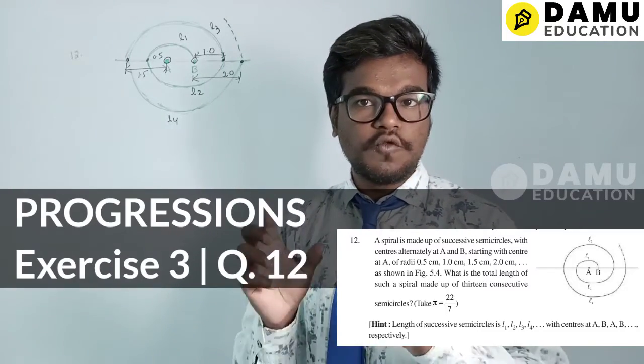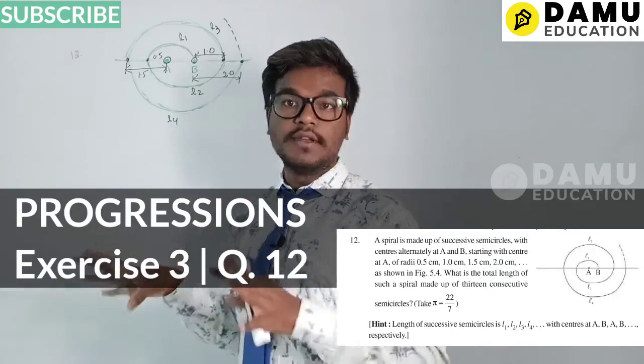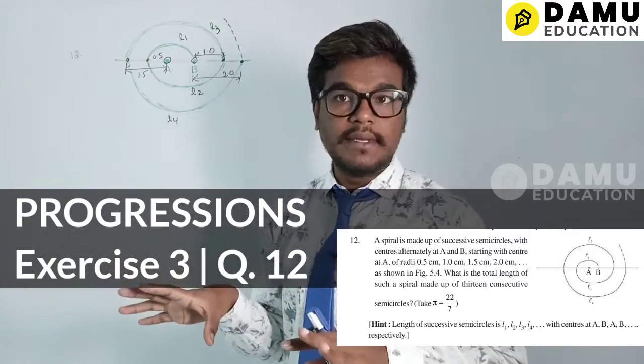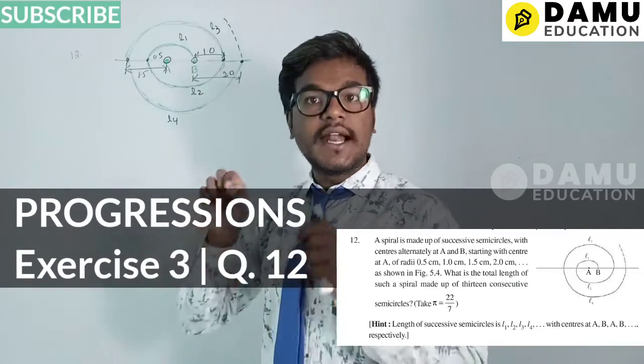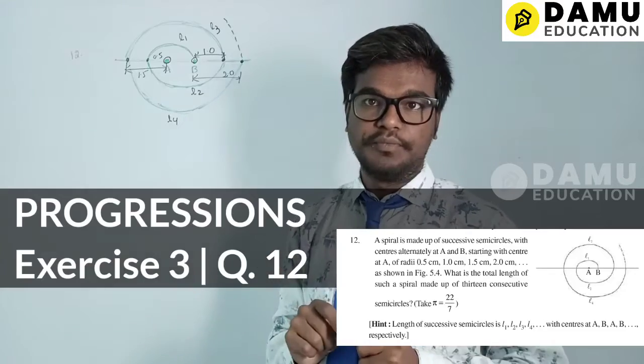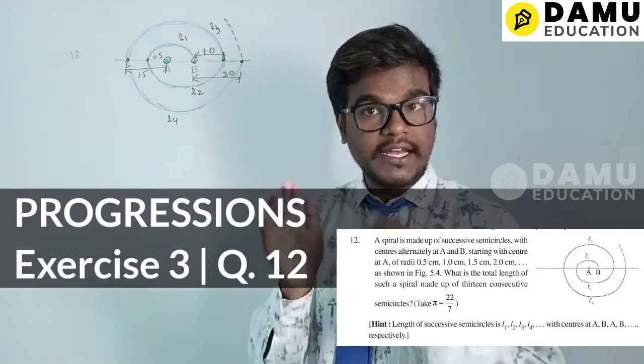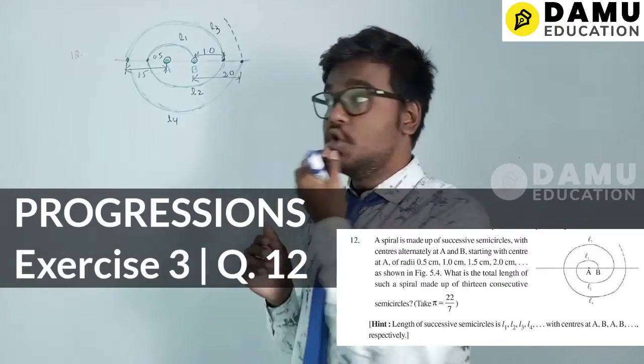Let's take the first semicircle, that is L1. The length of the first semicircle is L1. The first semicircle will have its center at A. The second semicircle will have its center at B. Then the third semicircle will have its center at A. Again, the centers alternate.